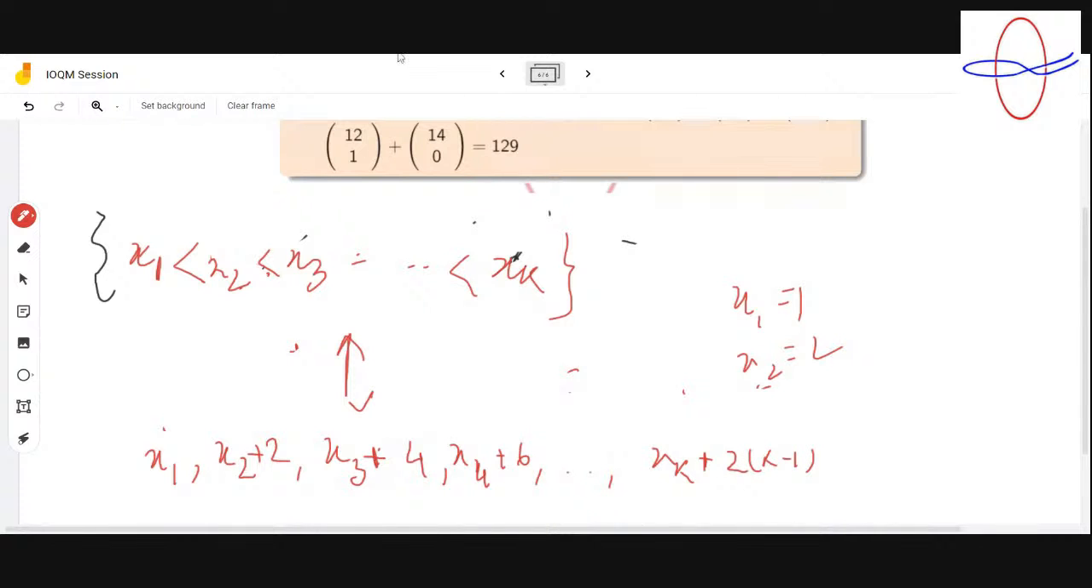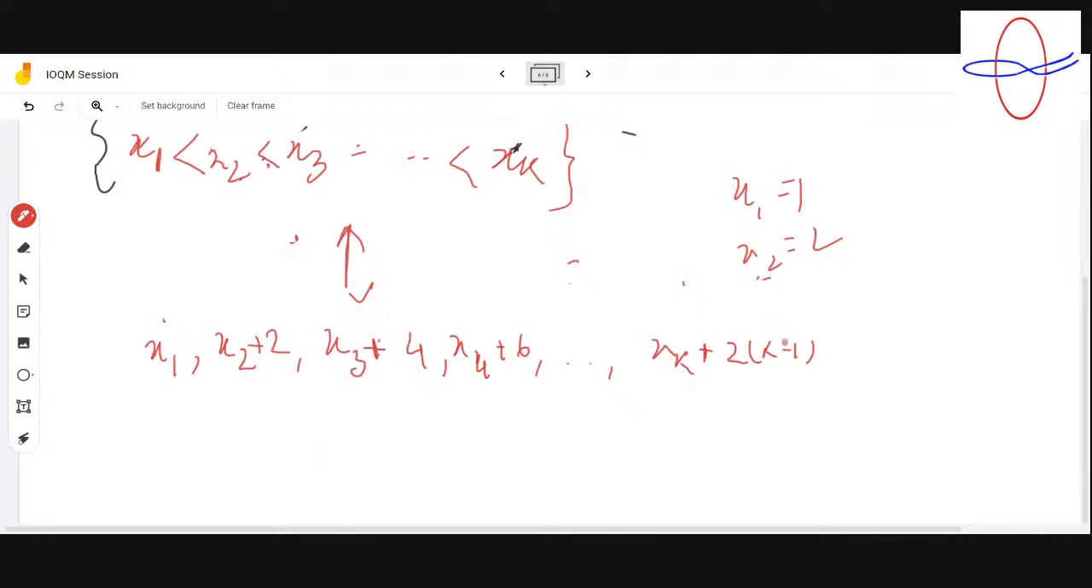Did you understand this? So what is happening here? This must be greater than or equal to 1 and less than or equal to n. So xk plus 2k minus 2 must be less than or equal to n. Therefore xk must be less than or equal to n minus 2k plus 2.